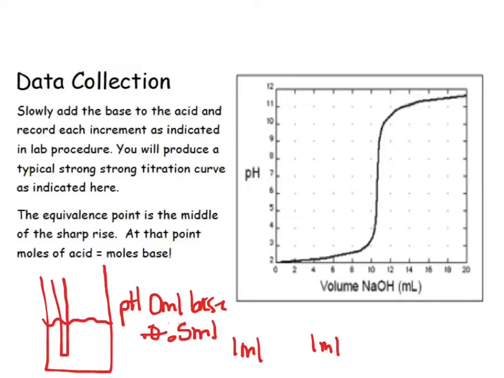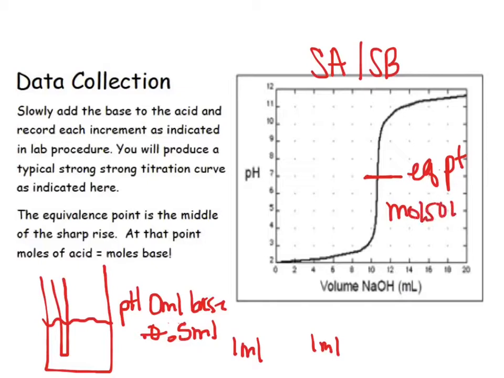What you're going to do is get this nice little curve here, this pH graph. And this is a strong acid versus a strong base. And what we see at the middle of the sharp rise is pH 7. Okay, this is our equivalence point. This is where the moles of your OH- ion is equal to the moles of your H+ ion.